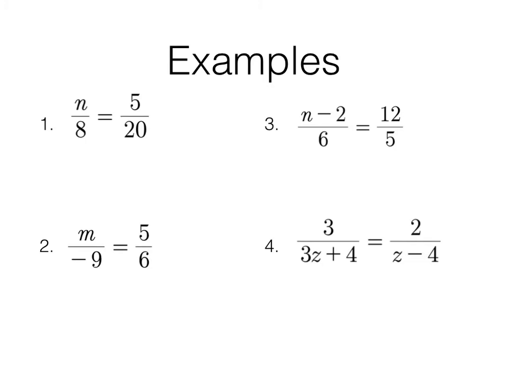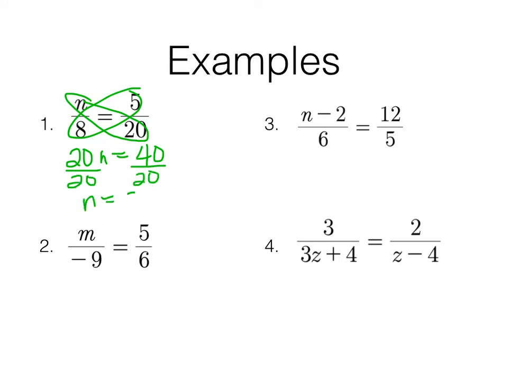Let's start with this first one. Cross multiply. N times 20, 8 times 5. So 20n equals 8 times 5, which is 40. Divide both sides. N equals 2. 5 out of 20 is to 2 out of 8. Okay, how about this next one?